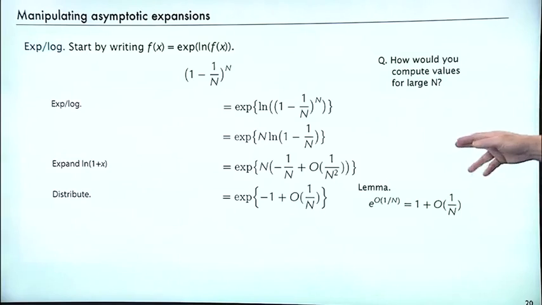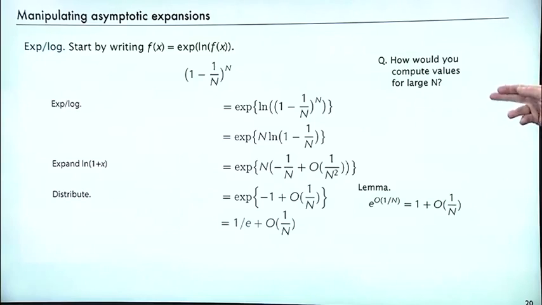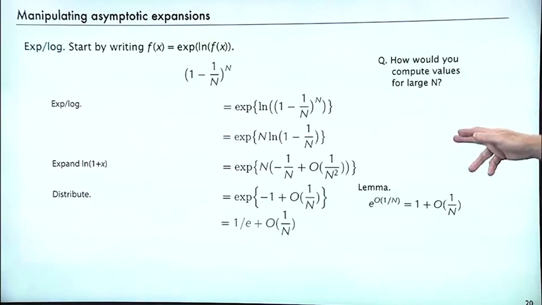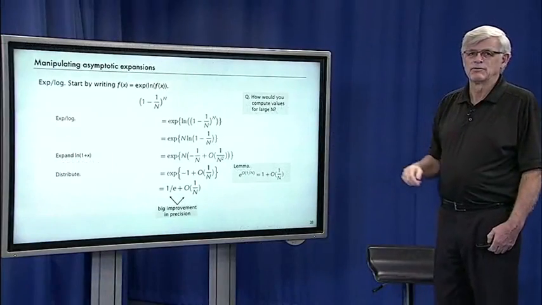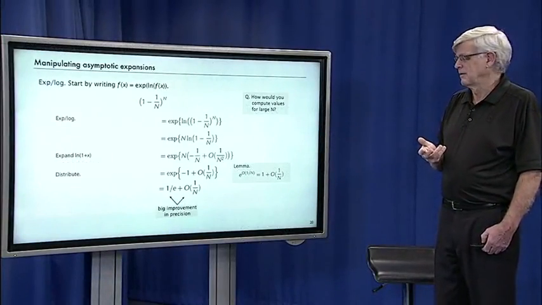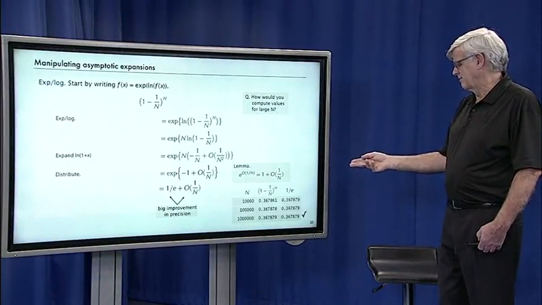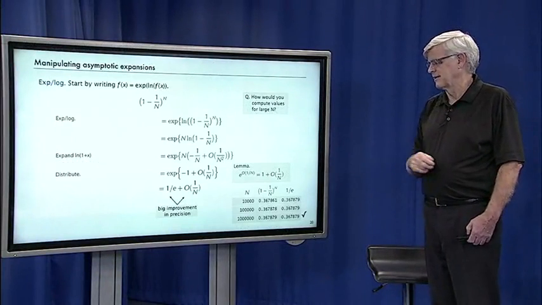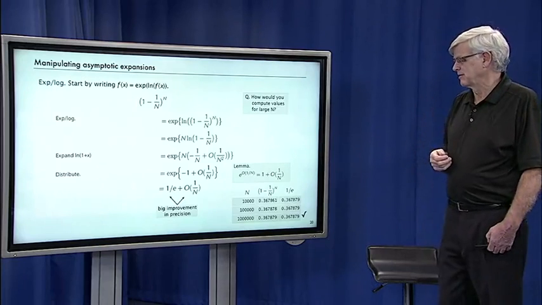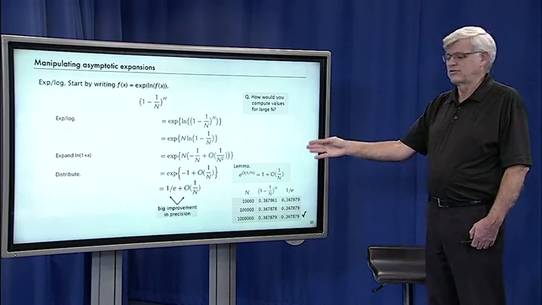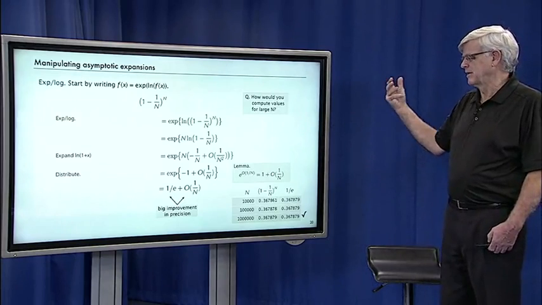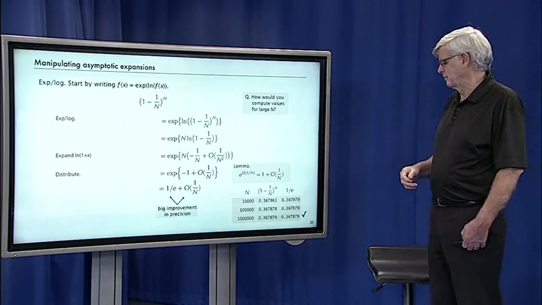And again, e to the O of 1/n is 1 plus O of 1/n, so that's 1/e. It says that the function (1 - 1/n)^n is going to be very close to 1/e. And again, that's the big improvement in precision we always look for. We can check that for n equals 1,000,000. It's accurate to 6 decimal places, because the big O says that the error is going to be out there around the 6th decimal place.